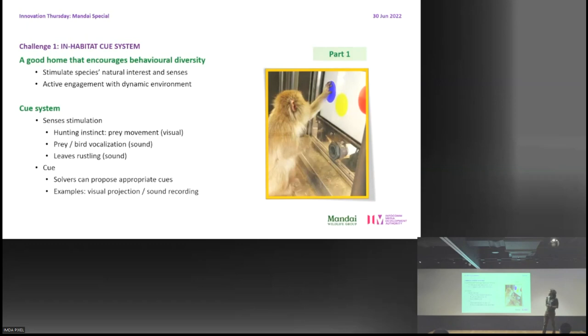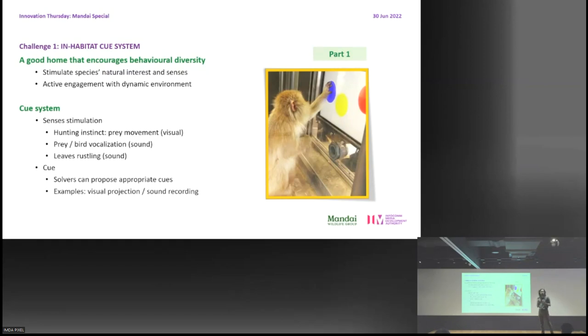And of course, an active engagement with a dynamic environment is also something that we are looking for quite intensively, as what Cecilia has been mentioning, with our training and also providing enrichment for the animals. So just imagine that the habitat that we are providing has all these elements, but to make it more dynamic, we need to trigger certain cues within the animal's environment. And let's briefly talk about the cue system and how it relates towards behavior. A cue system has to elicit the senses of the animals, and we will talk about sensory stimulation.